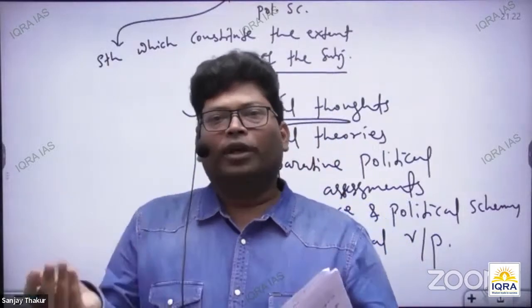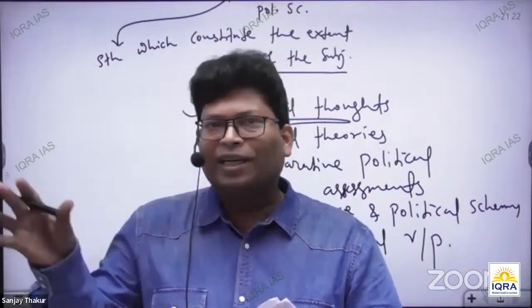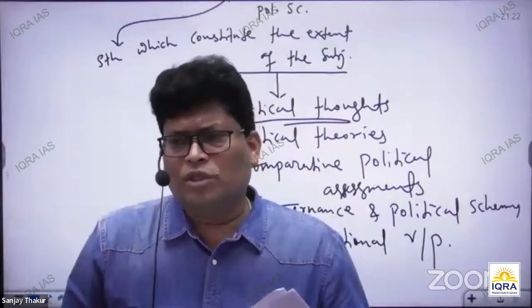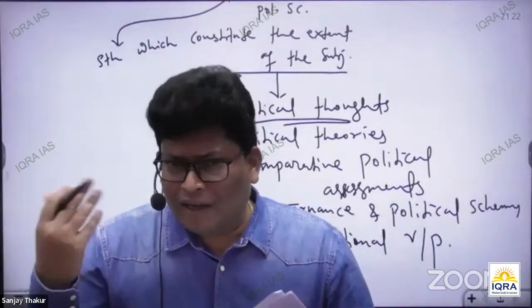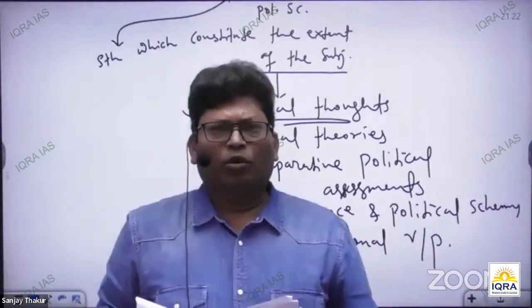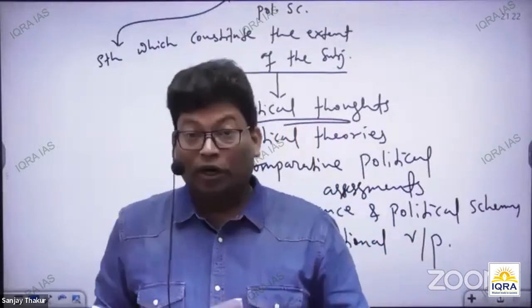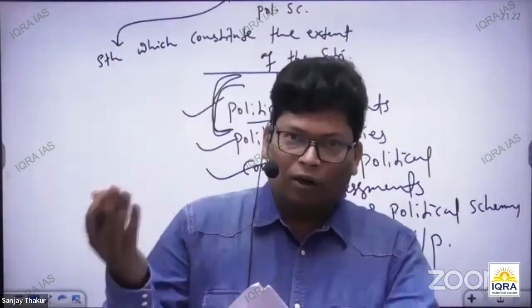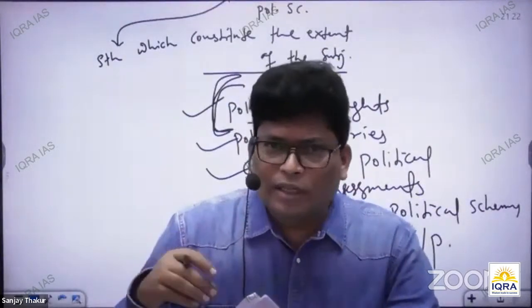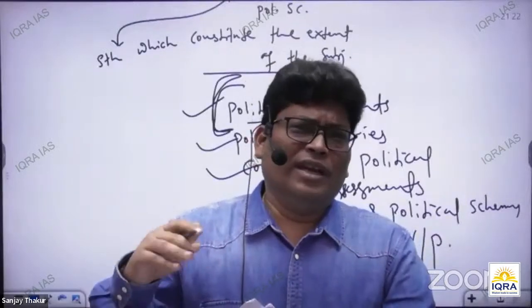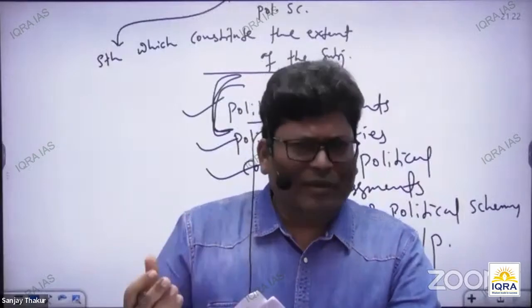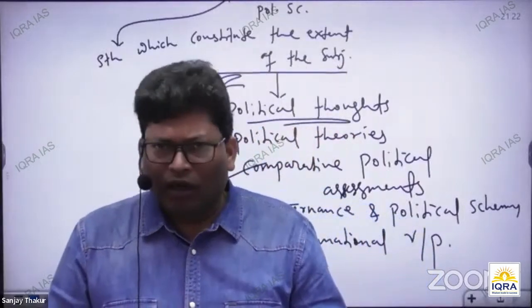After going across the two sets of political thoughts, namely Western political thought and Indian political thought, we are supposed to study the different political ideologies. After going through political thoughts and ideologies, we are supposed to move towards political theories, meaning political theory related to state, equality, freedom, rights, power, hegemony and all. They are basically part of political theories.